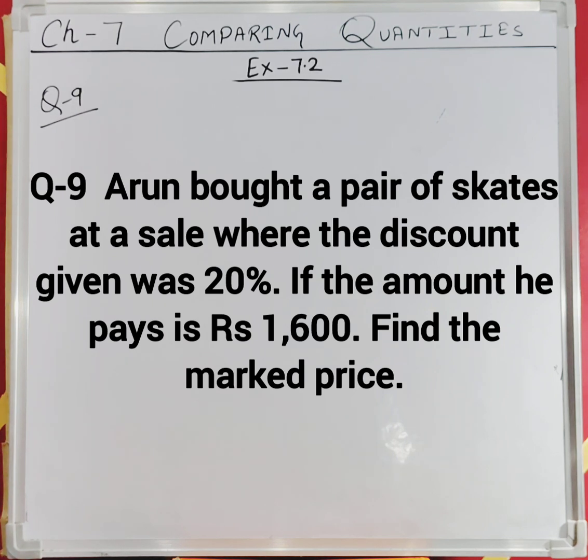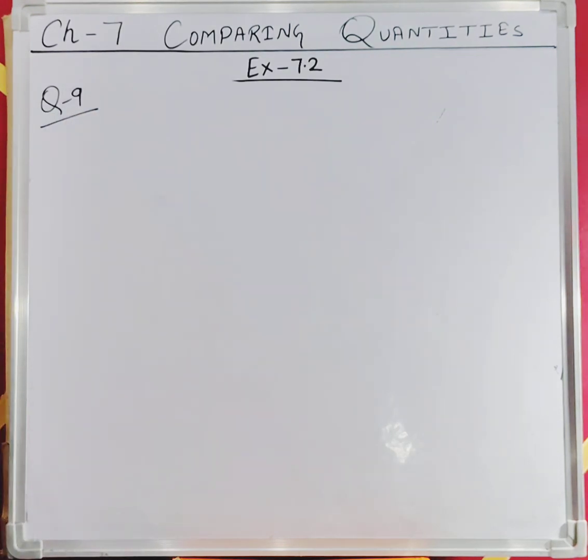Arun bought a pair of skates at a sale where the discount given was 20%. If the amount he pays is rupees 1600, find the marked price. Very simple, okay? Just go through the statement properly. You can solve any question easily.